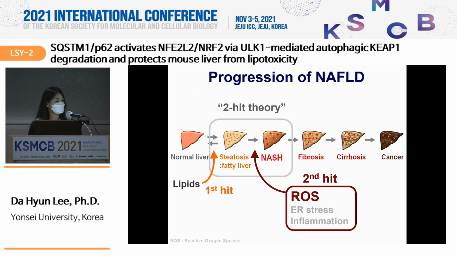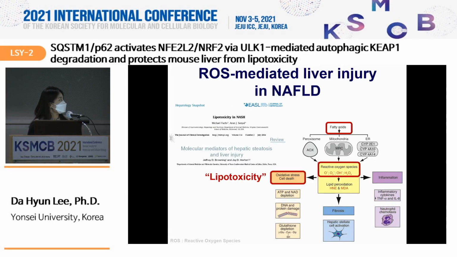The progression of NAFLD can be explained by the two-hit theory. The first hit is when fat increases in the normal liver, and the second hit is when ROS, ER stress, and inflammation increase in the fatty liver. These additional factors lead to NASH progression. When fatty acids are overloaded in the liver, this can induce ROS generation. It causes oxidative stress-mediated cell death, also known as lipotoxicity. It is the most crucial pathogenic factor in NAFLD.